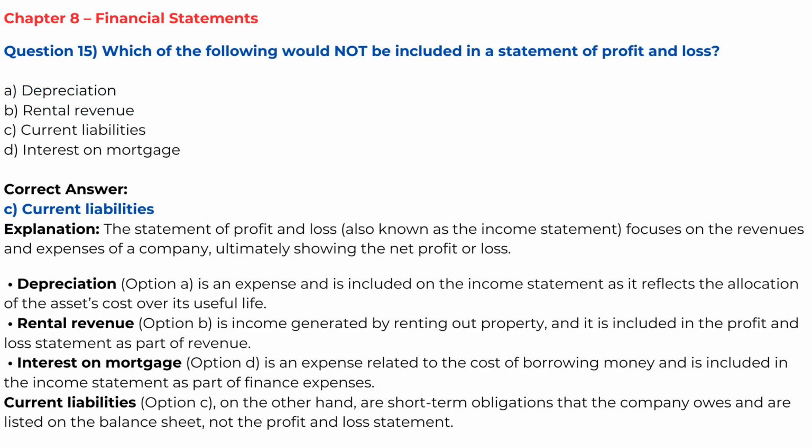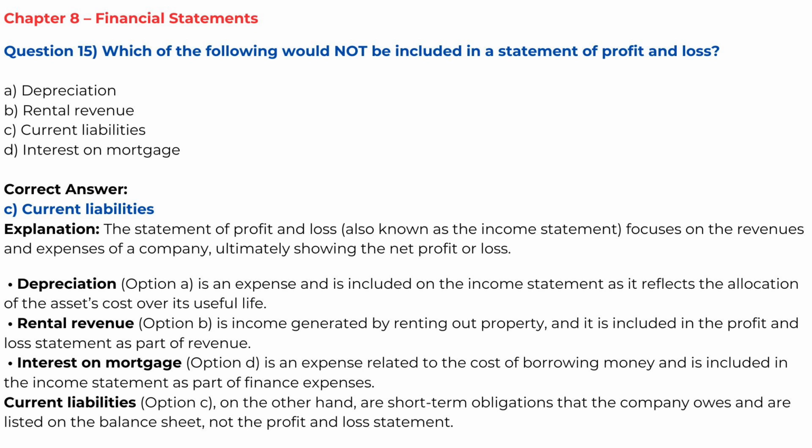Question 15. Which of the following would not be included in a statement of profit and loss? Correct answer, C. Current liabilities. Explanation. The statement of profit and loss, also known as the income statement, focuses on the revenues and expenses of a company, ultimately showing the net profit or loss.